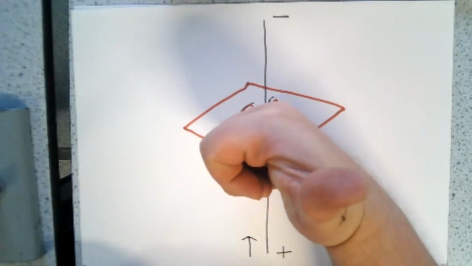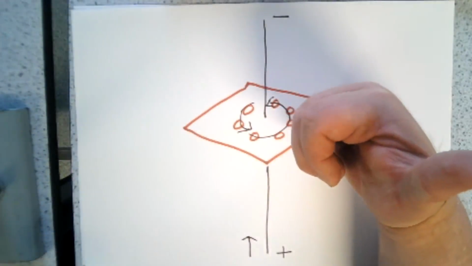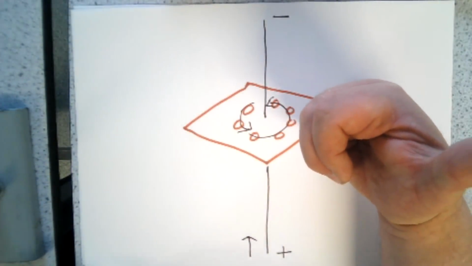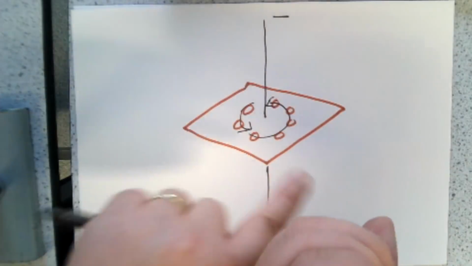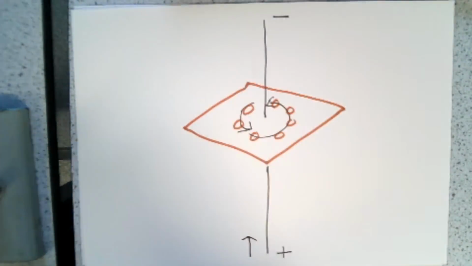So we can see, if we look at it, my arrow there is going the direction of my fingers. So if it was the opposite way around, I put it down like that, it would go the other way around. Okay? So that's the right-hand thumb rule.